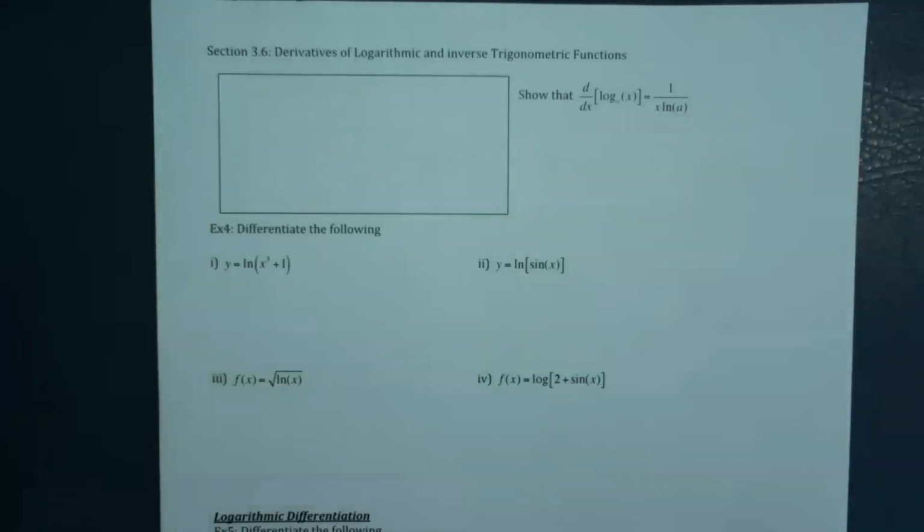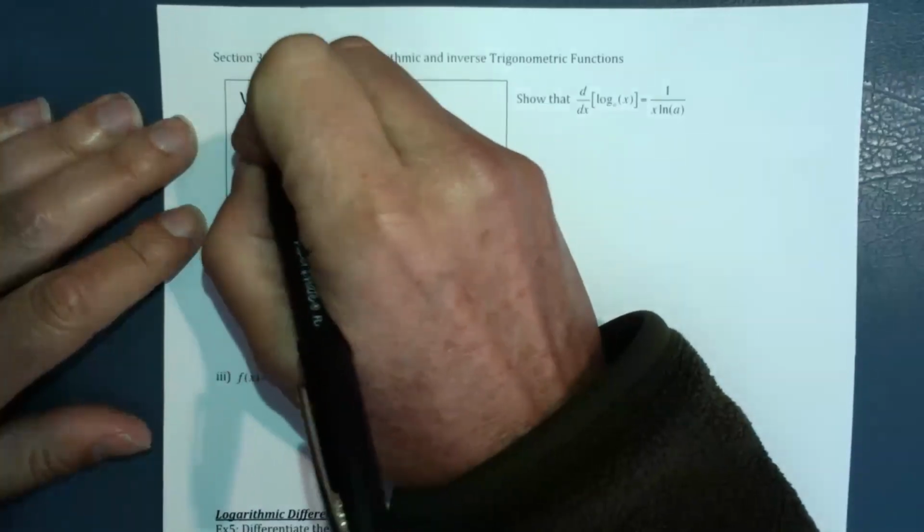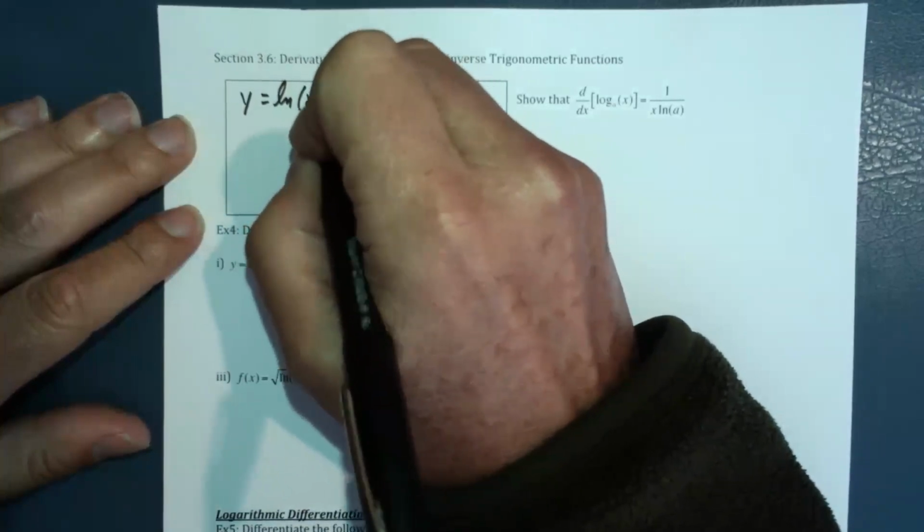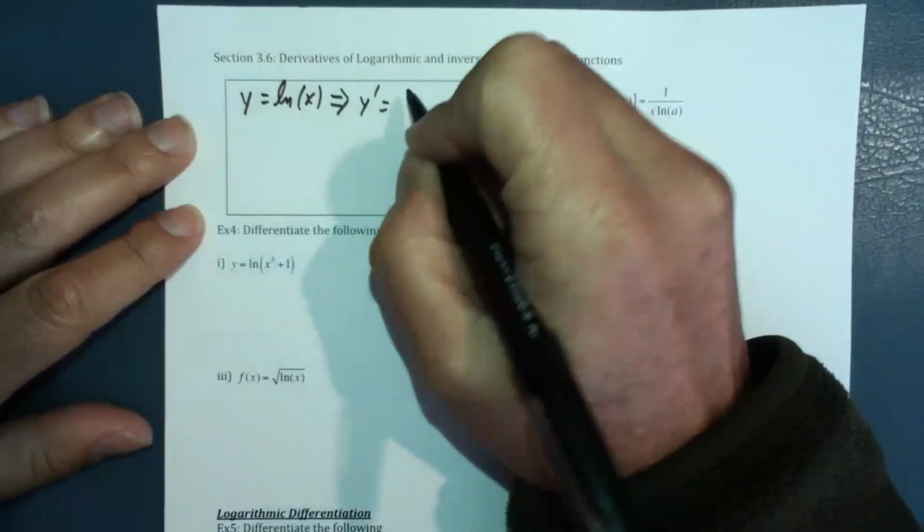Welcome back, everyone. We are going to finish up section 3.6, and we're going to talk about derivatives of logarithmic functions. In the last video, I did inverse trig functions. Okay, we're going to start with y equals the ln of x, then y prime is 1 over x.